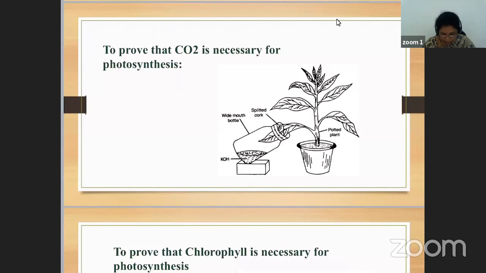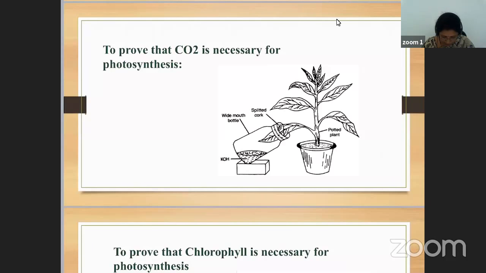For this, we have to take a bunch of twigs of hydrilla plant. Hydrilla is a hydrophyte. It is an aquatic plant. So the twigs of hydrilla plant are kept in a beaker which is filled with water to its half. Then a funnel is placed on the twigs, and a test tube is inverted on the stem of the funnel. And this setup is put in sunlight for some time.